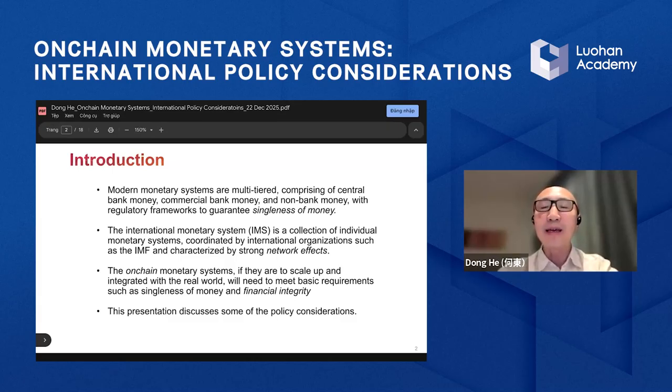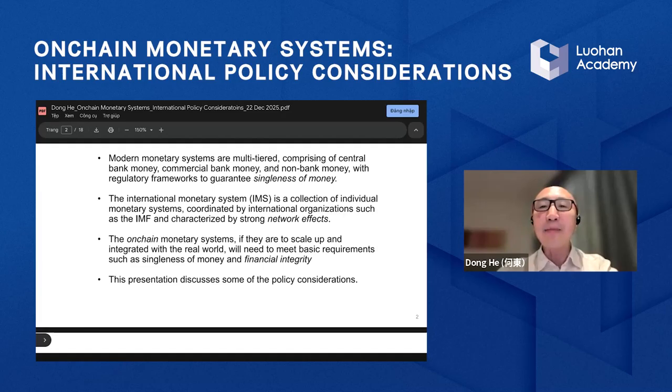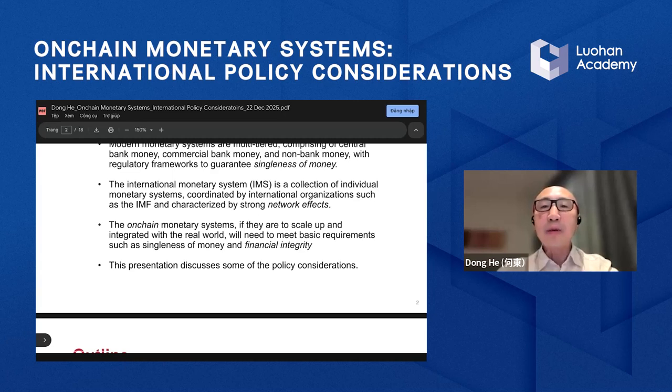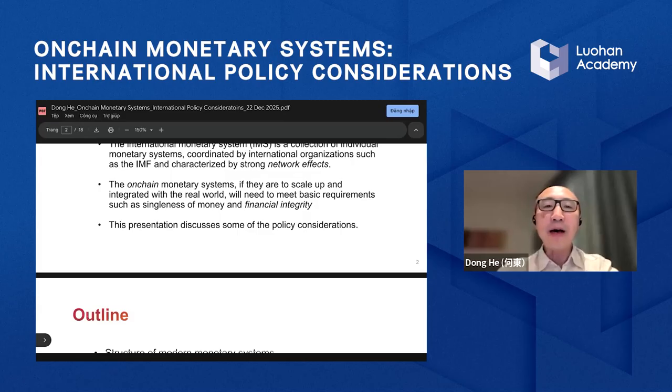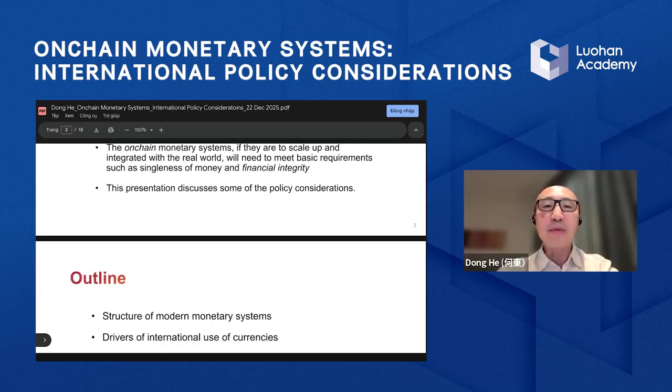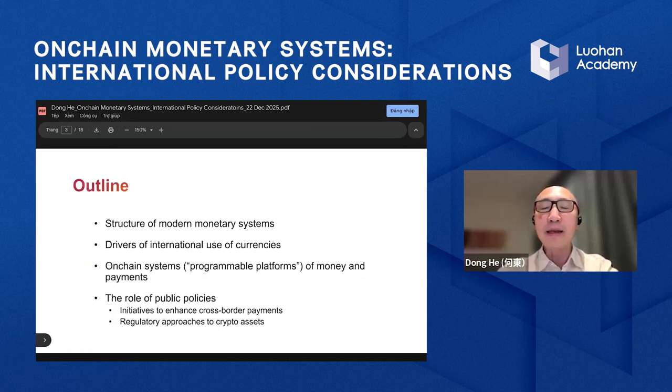So I'm going to talk about what these fundamental guarantees are to ensure that the monetary system works in modern times. Now, the International Monetary System, the IMS, is a collection of individual monetary systems coordinated by international organizations such as the IMF and characterized by strong network effects. I'm going to focus on what the likely paths of evolution are for the international monetary system in the on-chain world. On-chain monetary systems, if they are to scale up and integrate with the world, will need to meet some basic requirements, such as singleness of money and financial integrity. And so in today's presentation, I'm going to discuss some of these policy considerations.